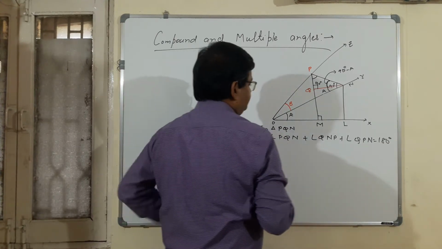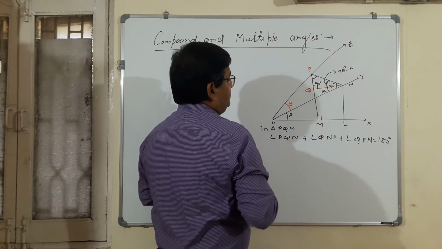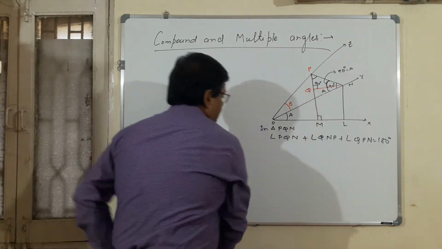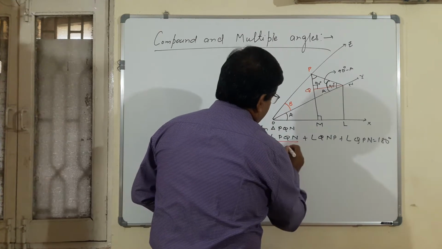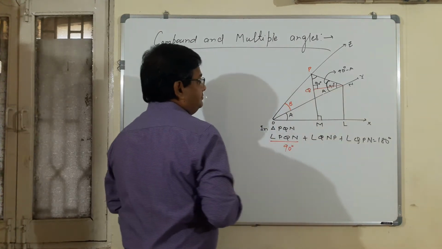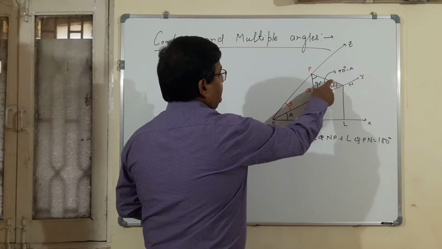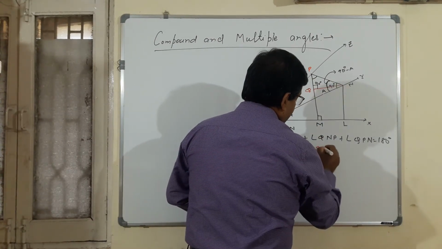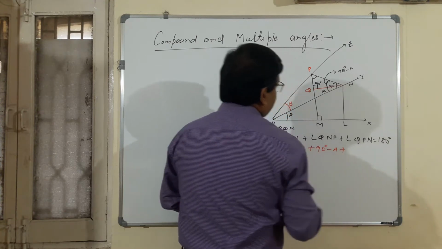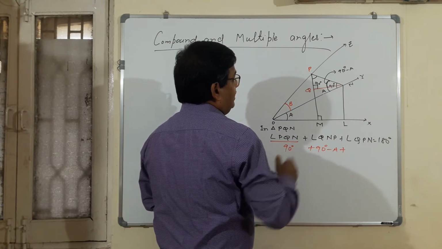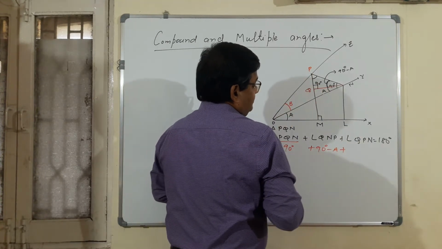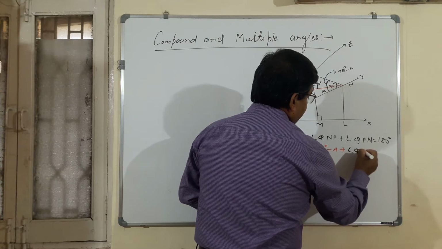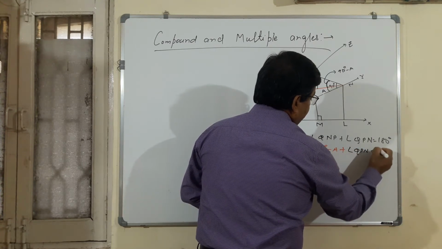So see here, angle PQN is 90 degrees. Angle QNP is 90 degrees minus A. Plus angle QPN equal to 180.